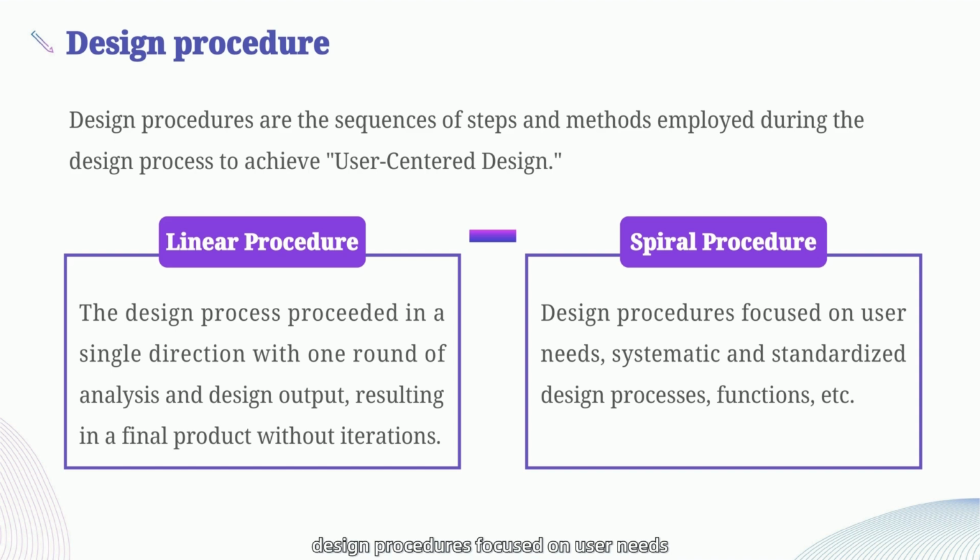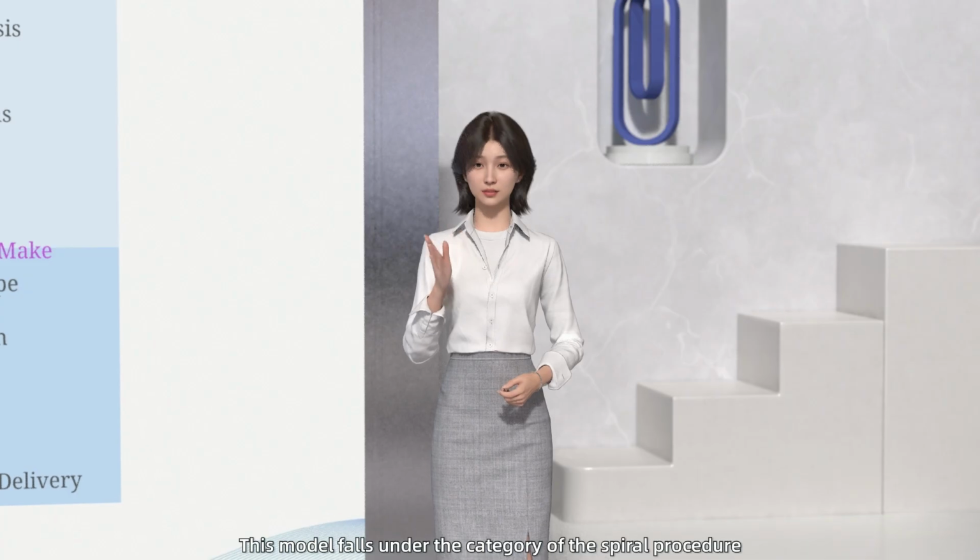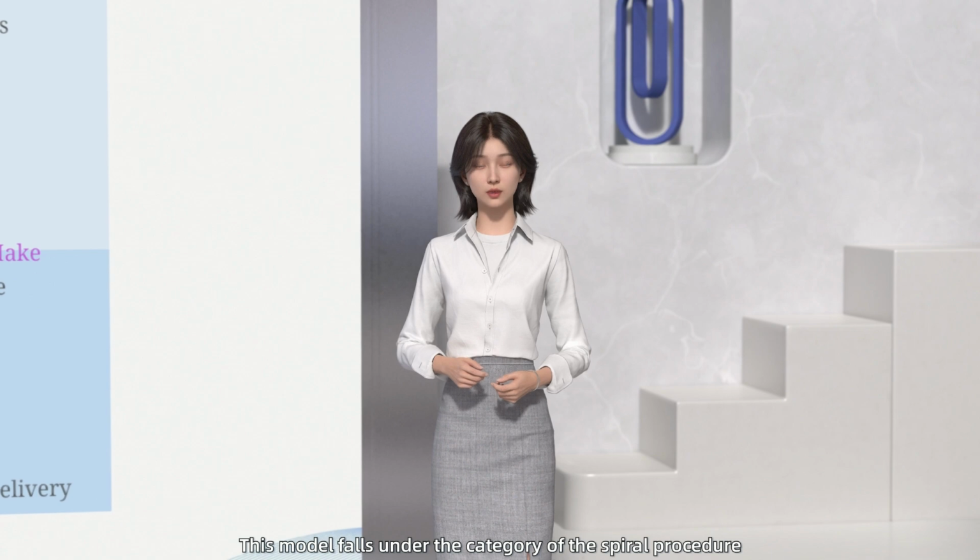Later, design procedures focused on user needs, systematic and standardized design processes, functions, etc., which is the spiral procedure. In 2003, Professor V. Kumar from the Institute of Design at the Illinois Institute of Technology proposed an innovative design planning model. It begins with context research and proceeds through a series of steps. User research, frame insights, making plans. Validating the design model, implementation phase, and lastly, the iterative process. This model falls under the category of the spiral procedure.